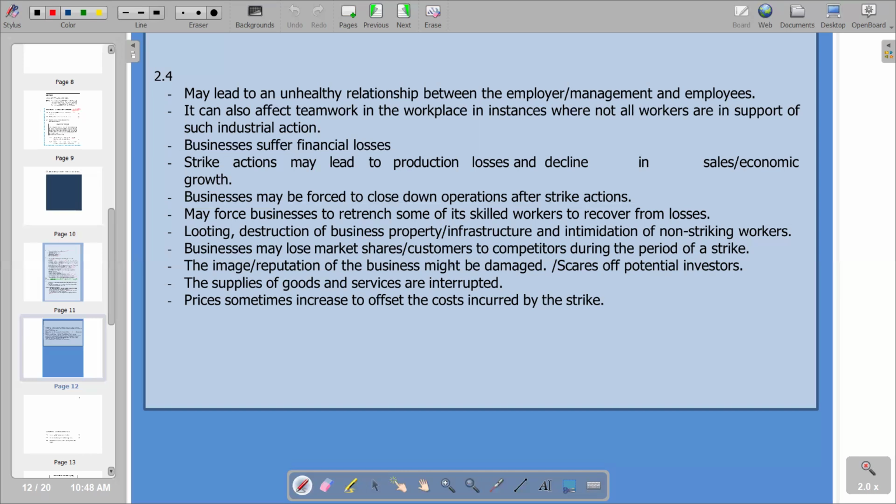Businesses may lose market shares or customers to competitors during the period of strike, and then the image or reputation of the businesses might be damaged. That scares off potential investors. Obviously, investors are going to be scared off. They might not be in a position to invest in those typical companies. Then our next one, the supplies of goods and services are interrupted. And then prices sometimes increase to offset the cost incurred by the strike. So this is the rundown of the negative points that might emanate from strikes. At the end of the day, strikes cause a negative impact on the operations of businesses.